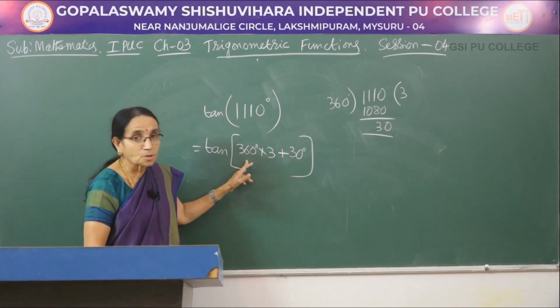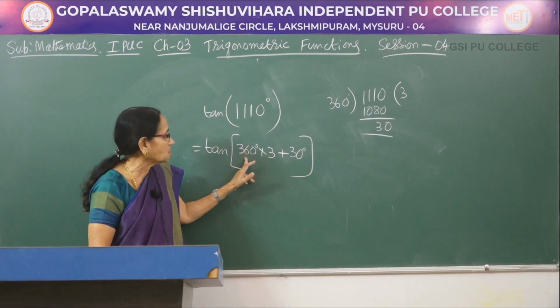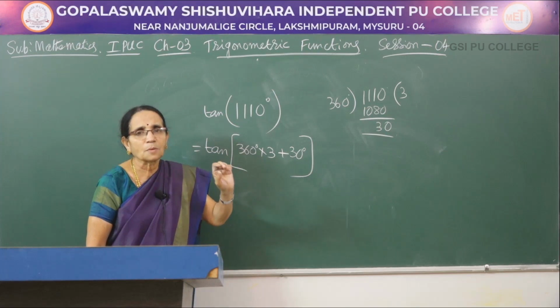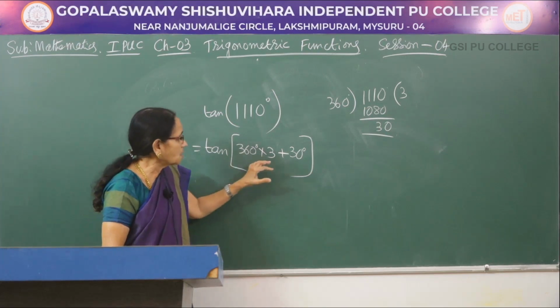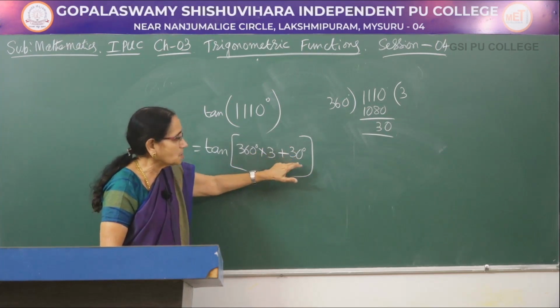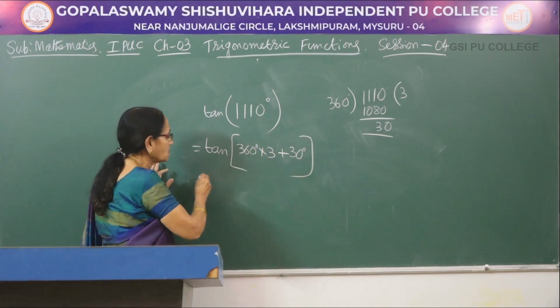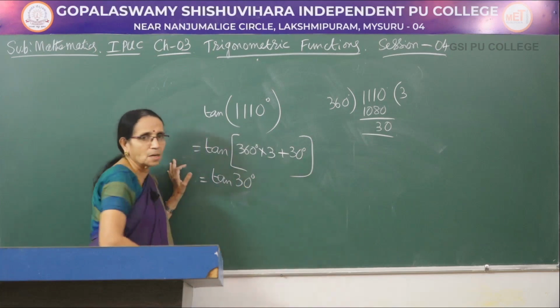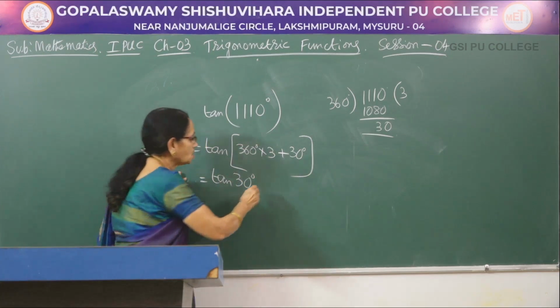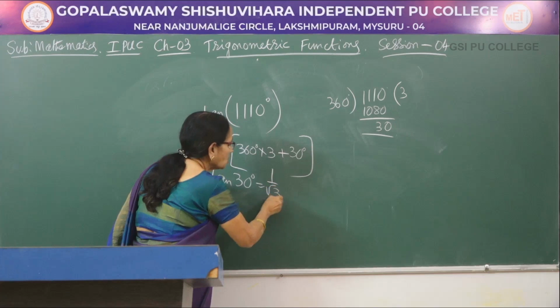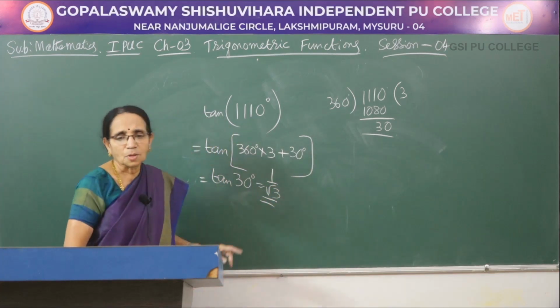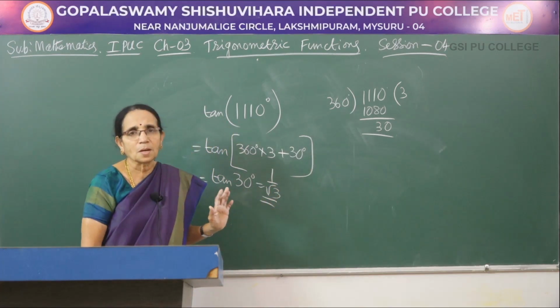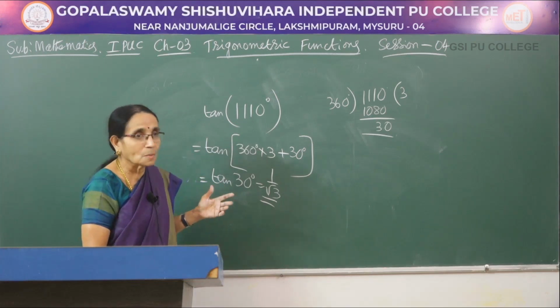Now just now I told you this angle is expressed using 90, 180, 270, 360. Then whatever angle is present there, you take only that. Neglecting this part, you can directly write it as tan of 30. It is a standard value. What is tan 30? It is 1 by square root of 3. So this is the value of the trigonometric ratio.